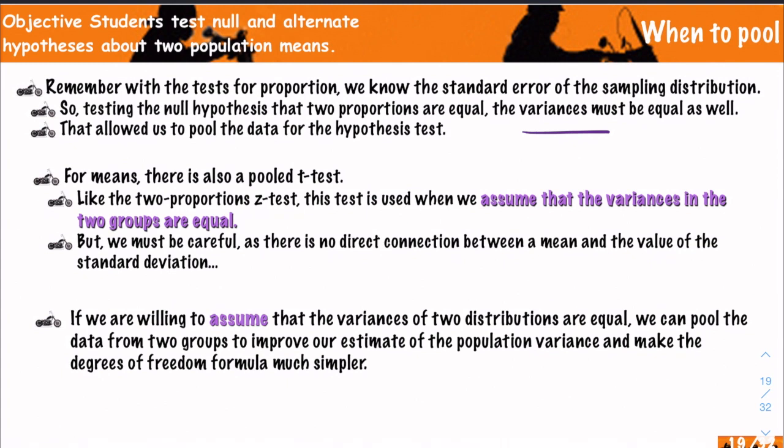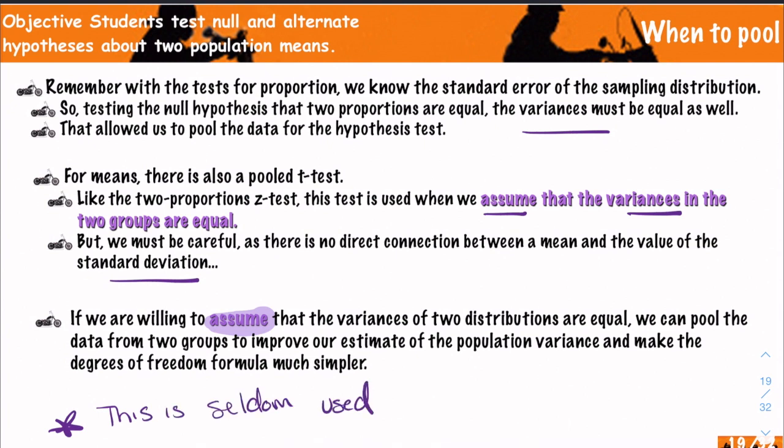And for means, there is also a pooled t-test. So like the two proportion z-test, this test is used when we assume that the variances in the two groups are equal. But we must be careful, as there is no direct connection between a mean and the value of the standard deviation. If we're willing to assume that variances of two distributions are equal, we can pool the data from two groups to improve our estimate of the population variance and make the degrees of freedom formula much simpler. I'm just going to make a note. This is seldom used. So once we have that note, let's proceed.